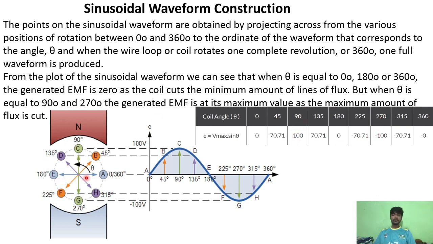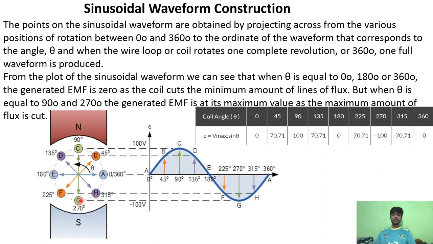Here you can see at position A it is 0 and 360 degrees, so the produced EMF value is 0. After rotating 90 degrees, it produces a peak voltage; peak EMF is generated at 90 degrees. After rotation of another 90 degrees, it goes to 180 degrees, where it produces zero current. From 180 to 270, it rotates another 90 degrees. At 270 degrees, it produces a peak EMF of minus 100.